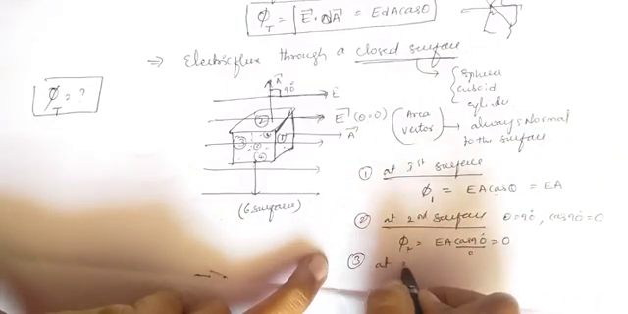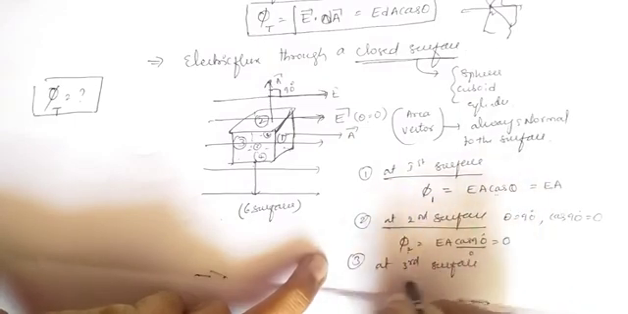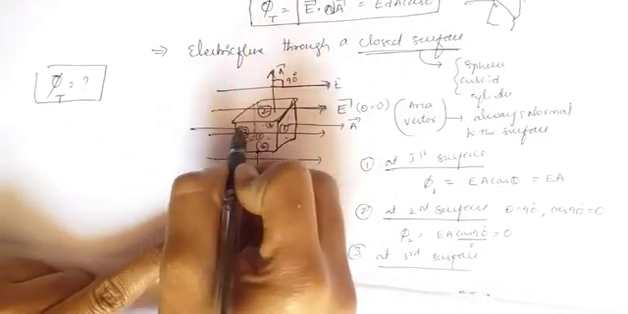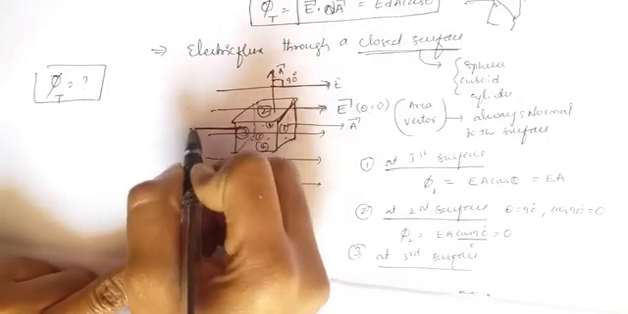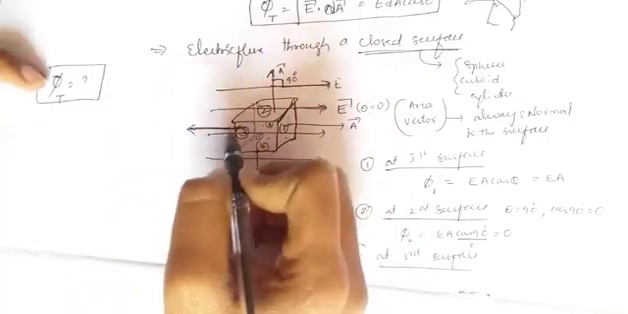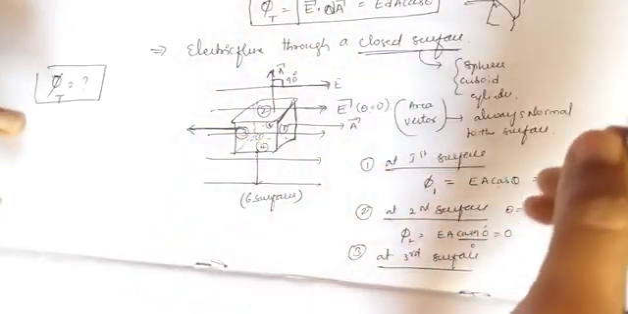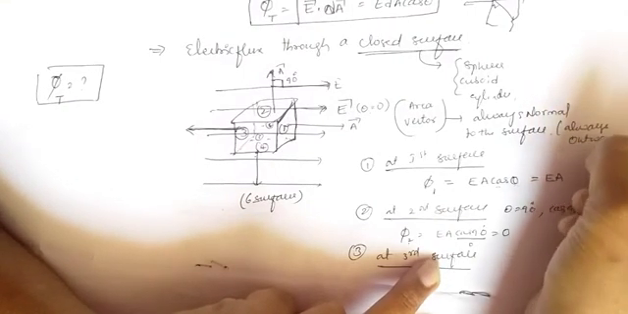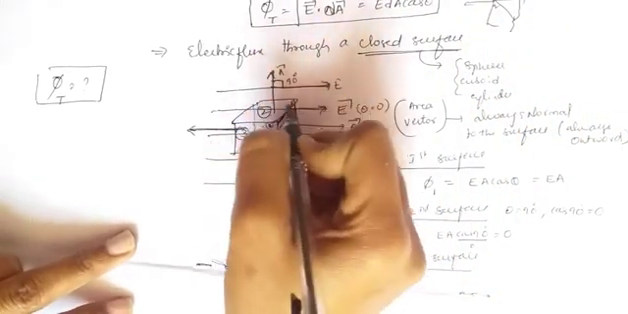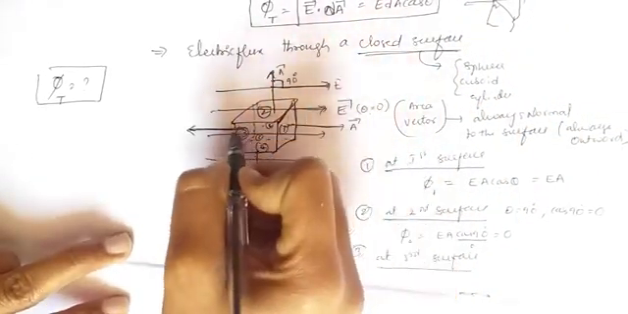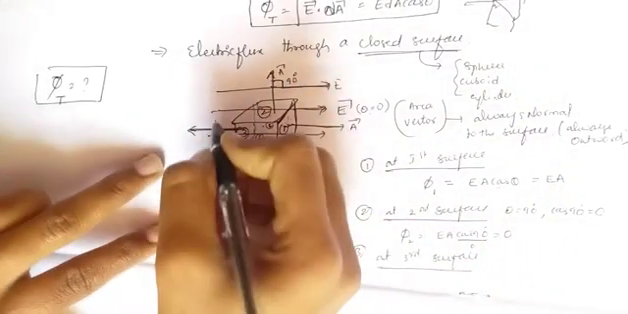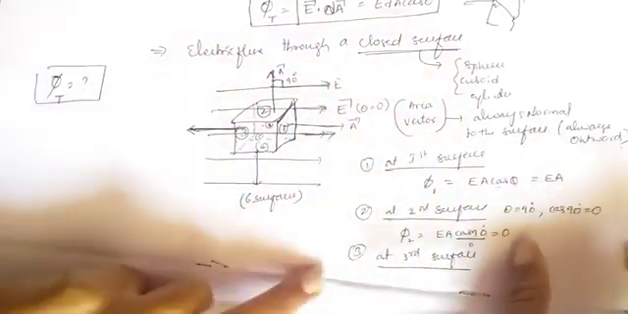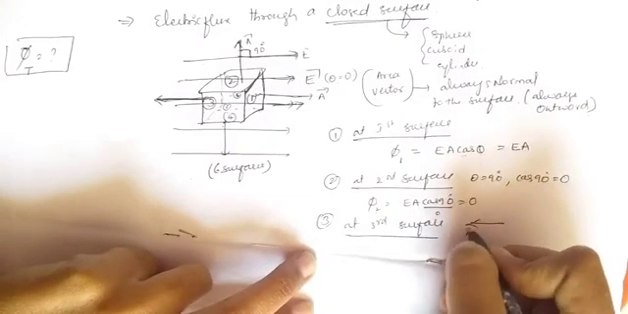Next, the third surface. At the third surface, here this is the area, no? So here the area vector is normal to the surface. We have to take the area vector normal to the surface, and always the outward normal. So this is the outward normal for this surface, and this is the outward normal for this surface. For the third surface, this is the area vector, and this is the electric field vector.